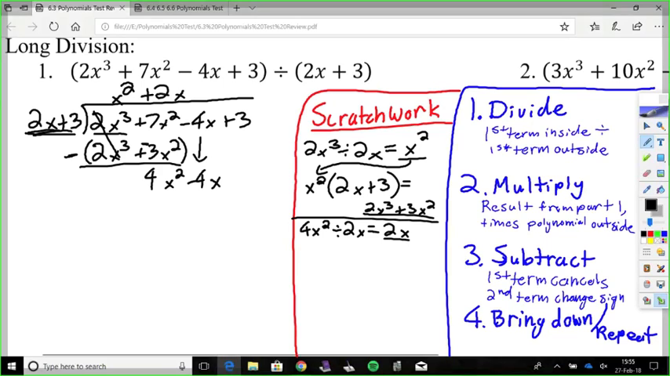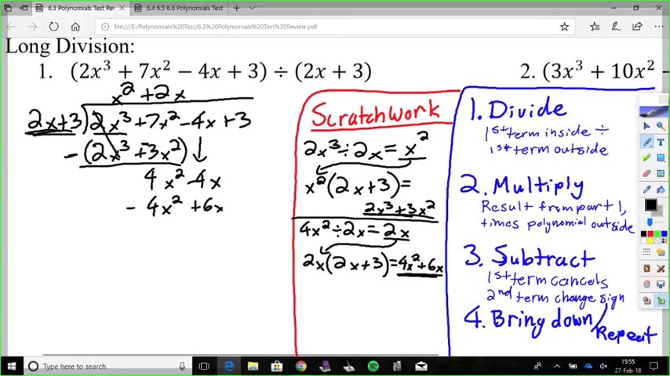And just like we did with the x squared, we're going to take this 2x and use it in step 2, which is to multiply it by the polynomial up front, which in this case is still 2x plus 3. When you distribute, we'll get 4x squared, and then 2x times 3 is 6x. We're going to take this product, just like we did previously, and put it underneath the problem. So we have 4x squared plus 6x.